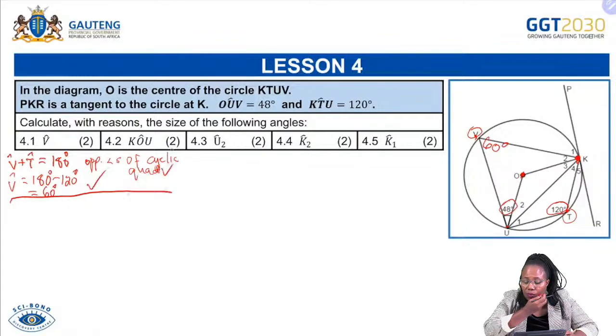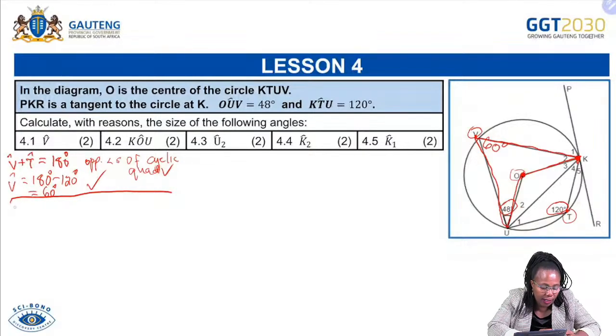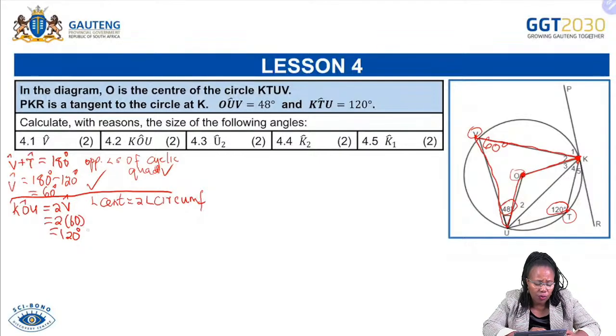And then now the next one, we are looking at KOU, this center angle here. If you look at KOU, this is the center angle for the circumference angle there. So angle KOU, which is the center angle, is twice angle at the circumference, which is V, so this will be 2 times 60 equal to 120 degrees. Reason: angle at the center is twice angle at the circumference. So this is also 2 marks for the value and for the reason.